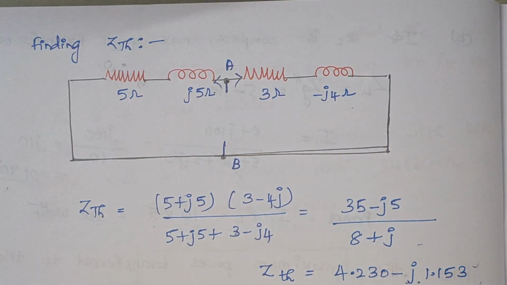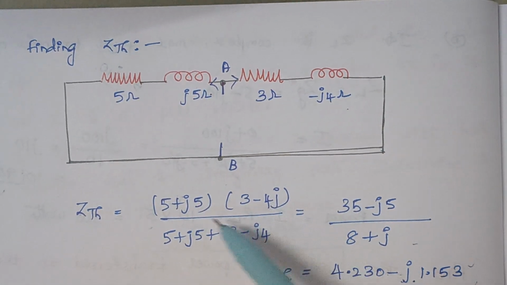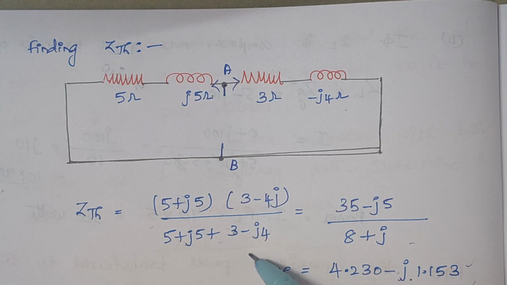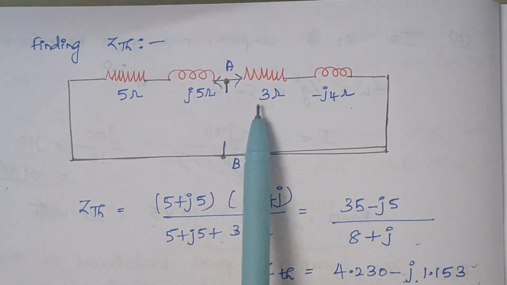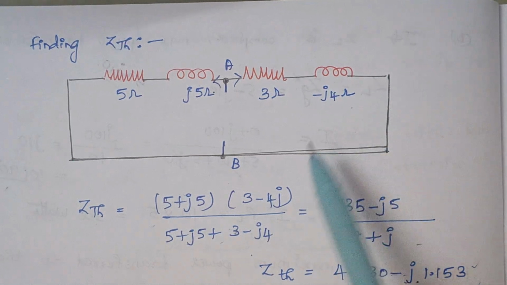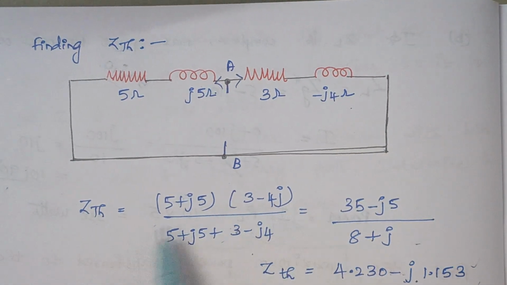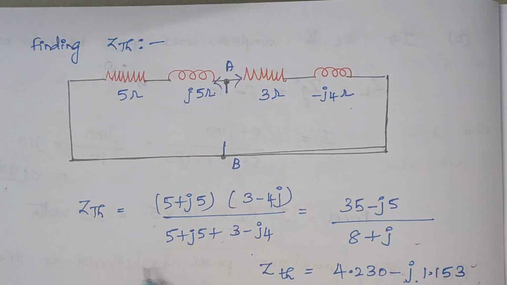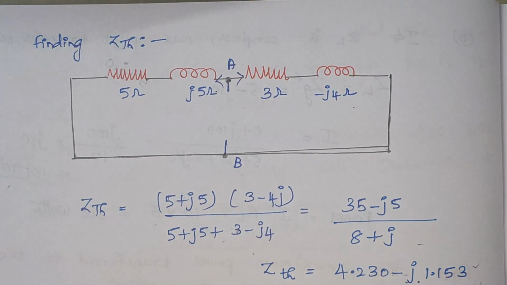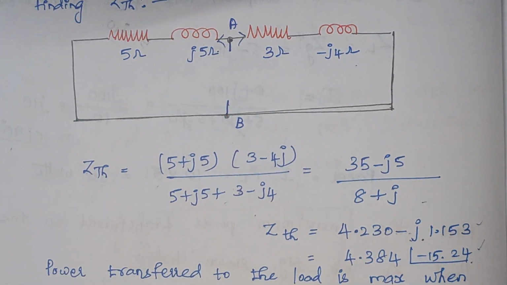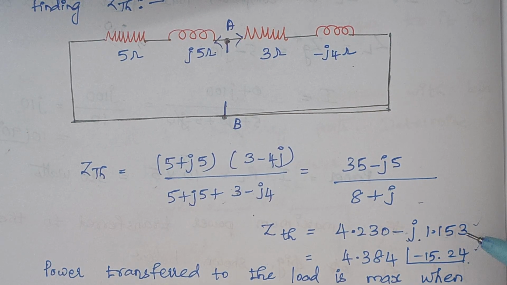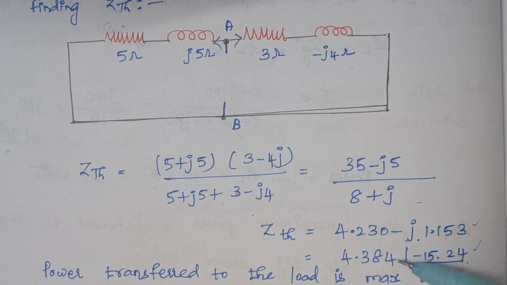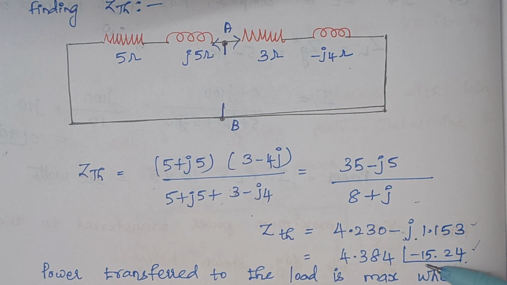How to find Zth then? Z1 into Z2 divided by Z1 plus Z2. So here Z1 is 5 plus j5, and here Z2 is 3 minus 4j. So Z1 into Z2 divided by Z1 plus Z2. Just substitute the values over here, and finally the value of Zth is this one. So again when you convert this into polar form, we will be having expression like this.